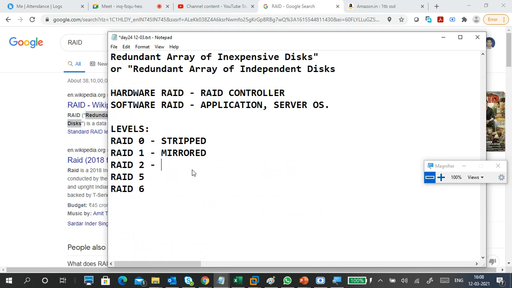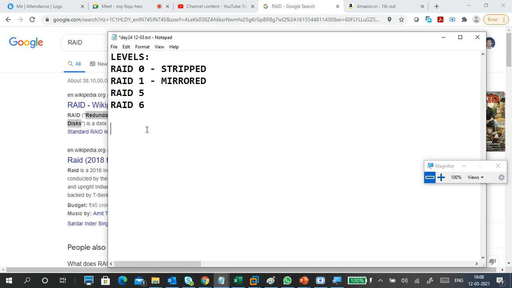RAID 2, sorry, RAID 2 is not there, no? RAID 0, RAID 1, RAID 5. Volume, mirror volume. RAID 5 is a RAID 5, RAID 6 RAID 6 only. So we'll see one by one RAID volumes here. So better we can remove this one. So RAID 5, RAID 1. So no RAID 2. That's it, right? Correct one.